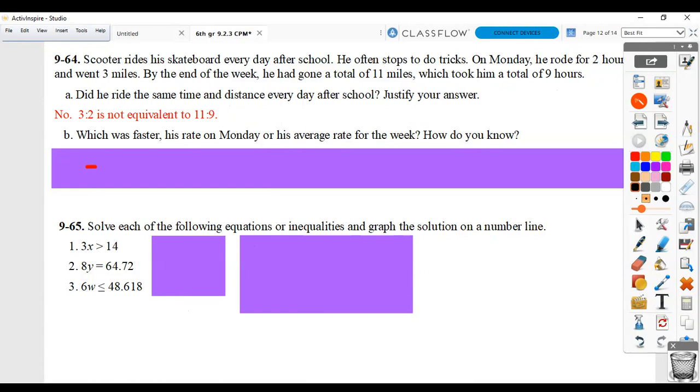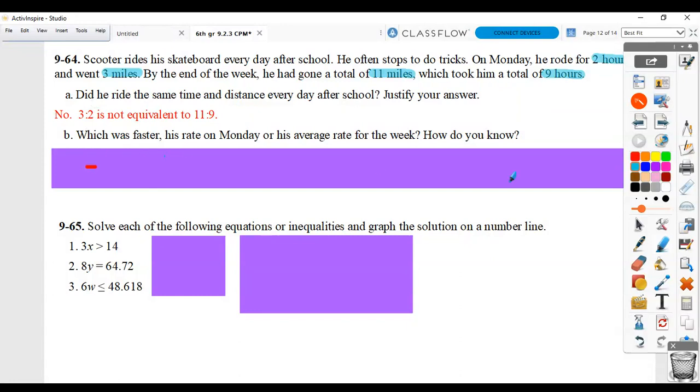So, one way you can tell that he did not is that first day he went 3 miles in 2 hours. So, that would be a ratio of 3 to 2. And by the end of the week, he went 11 miles in 9 hours, which would be a ratio of 11 to 9. And these are not equivalent. You can find that they're not equivalent by changing them. Like you could make the second number 18 in both cases, multiplying by 9 in both dimensions here, multiplying by 2 in both dimensions here. Then you'd get 27 to 18 compared to 22 to 18. They're not the same.